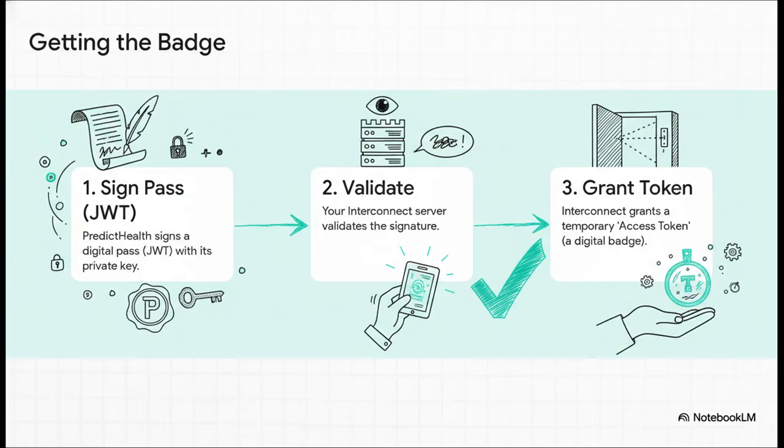You can just think of it like a super secret, unforgeable password that proves the app is who it says it is. The whole process is basically like a digital bouncer at a club. First, Predict Health shows its ID. That's the signed JWT. Your Interconnect server, which is the bouncer, looks at the ID, checks the signature, and says, okay, you're on the list, you're legit.